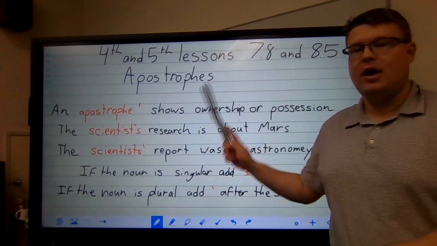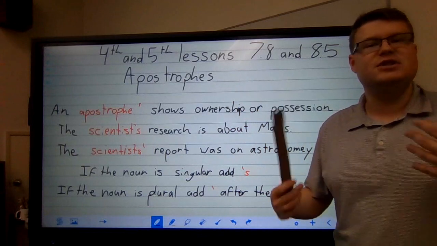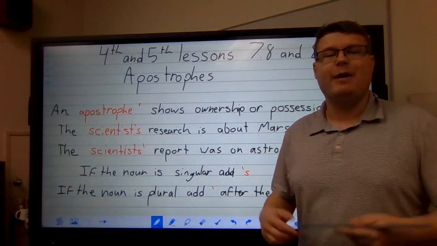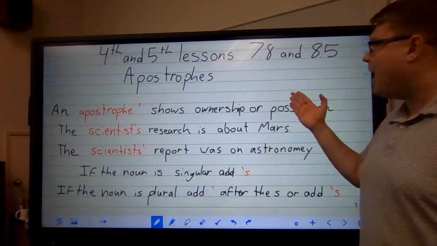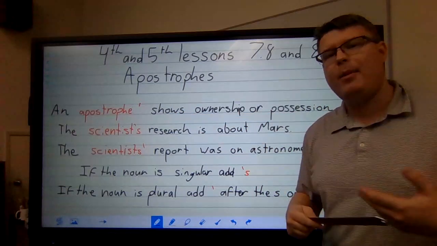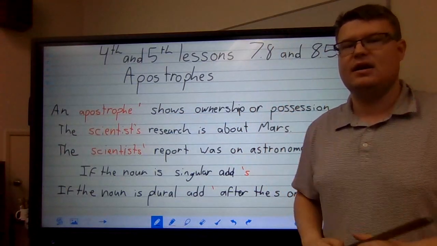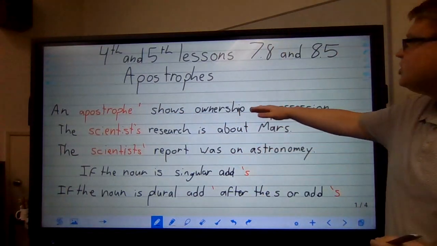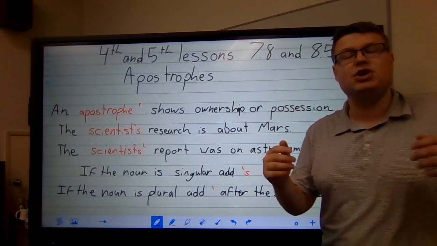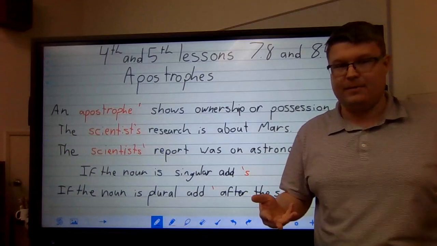Today we are learning about apostrophes. Apostrophes are something that we have covered earlier in the beginning of the year when we talked about possessive nouns. An apostrophe, which looks like this here, is like a comma, but on top of the line instead of on the bottom. An apostrophe shows ownership or possession. It pairs with a noun to show that that noun owns something.